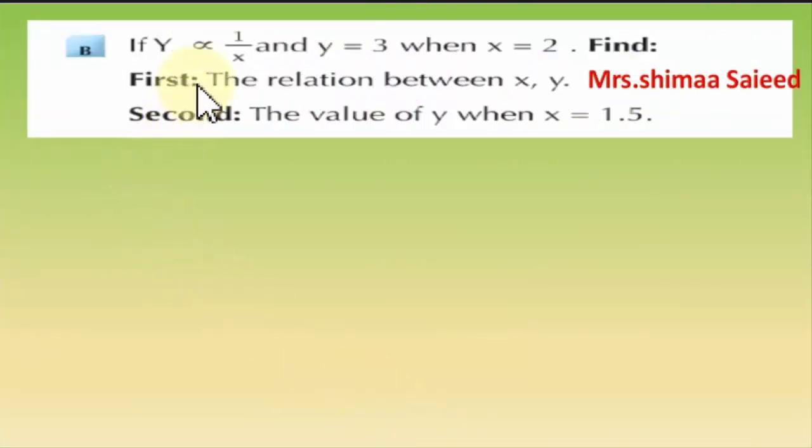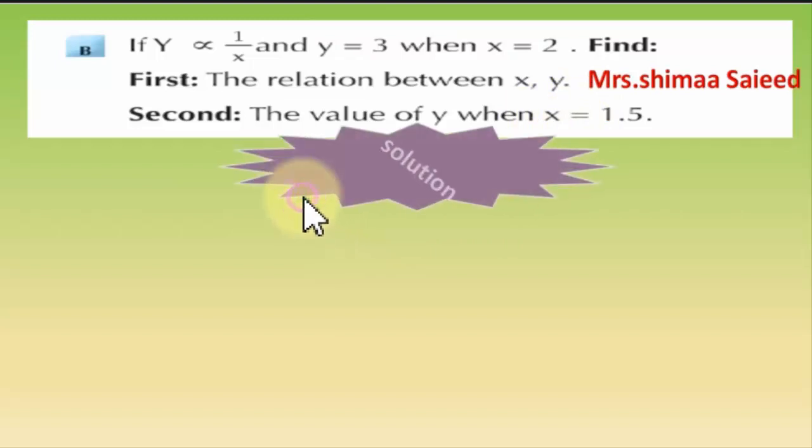Now y changes inversely with x, and y equals 3 when x equals 2. Find firstly the relation between x and y, secondly the value of y when x equals 1.5. Okay, you know that if y changes inversely with x, y equals m over x.